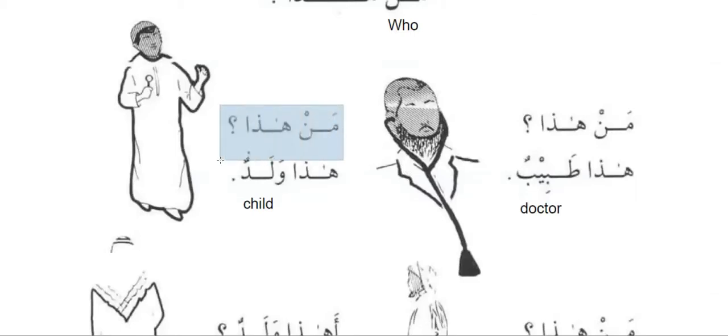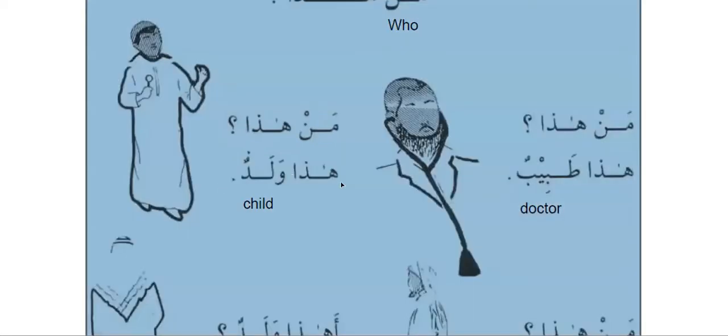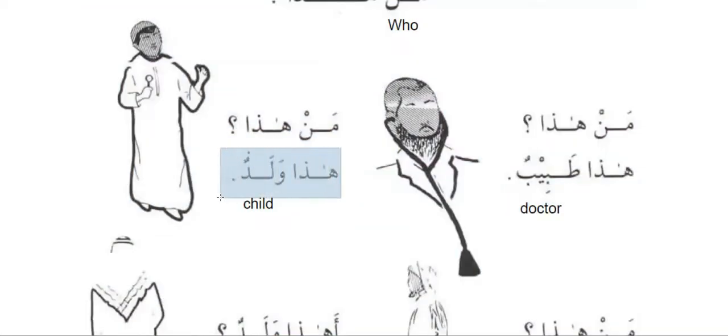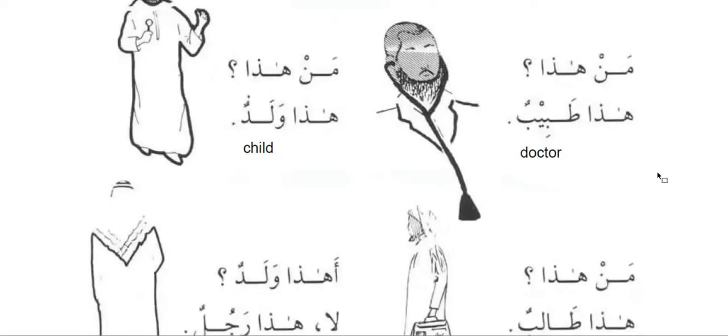من هذا? Who is this? Pointing to this picture here. The response is هذا ولد. This is a child. Now I translated the word waladun as child instead of boy. In contemporary Arabic, we use the word walad to mean boy. But really the word walad means child. كل مولود فهو ولد. Everyone who has been born is walad, meaning a child. So walad can be masculine or feminine. هذا ولد. This is a child.